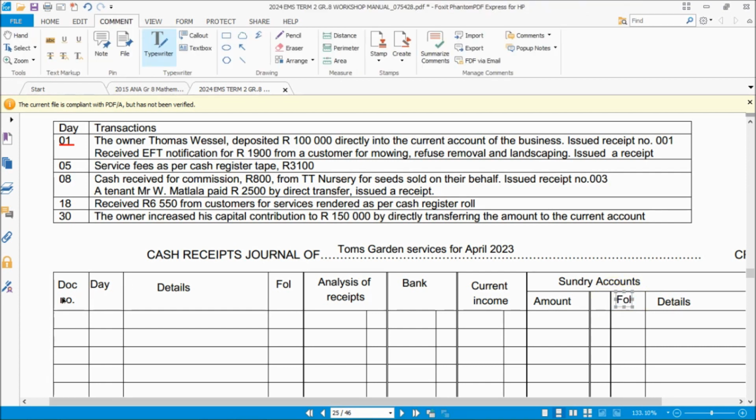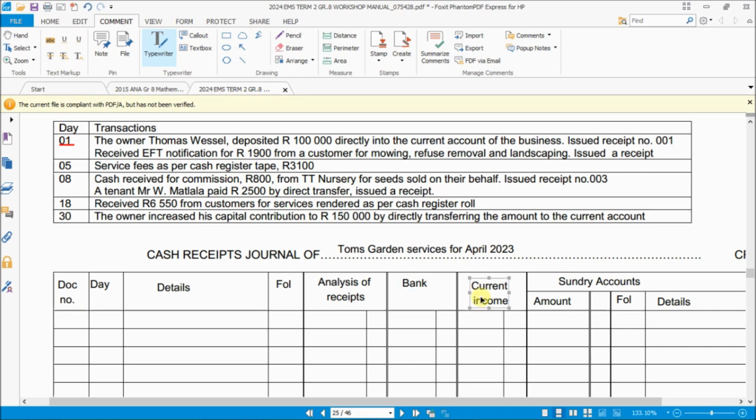Alright, so my document number is the reference number of the document. Basically, the day is the day of the month, details, whoever is paying us, who is paying us. I think that one would be a good or proper definition. Folio, that one we'll look at later on. Any amount that is paid cash to us will come to analysis of receipts, because once they pay us cash, we will be able to give them a receipt. If I look at bank, at the end of the day, I'll take all my amounts and I'll deposit them in the bank if I'm receiving cash.